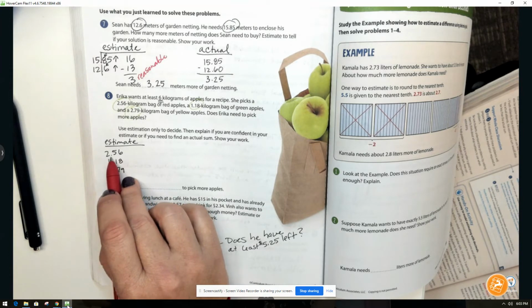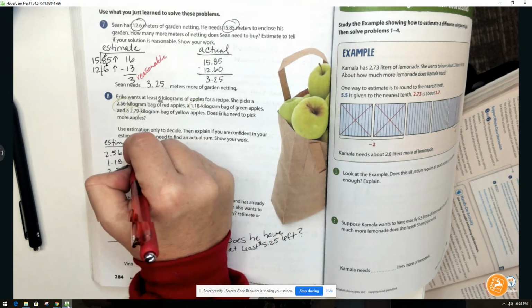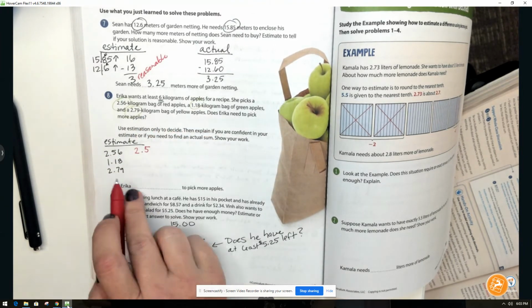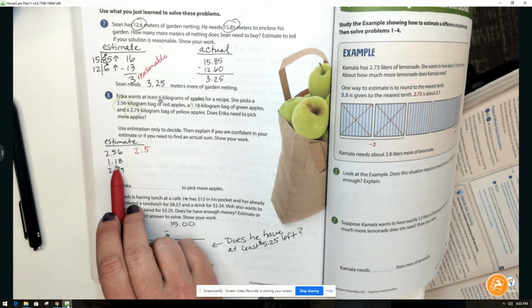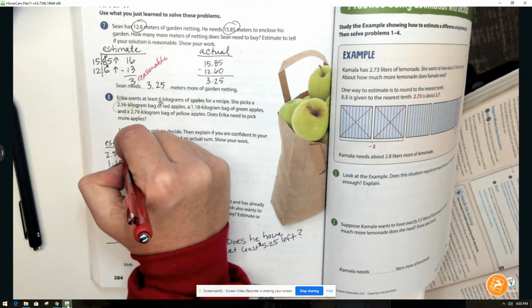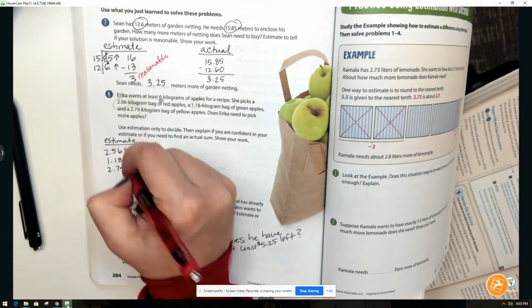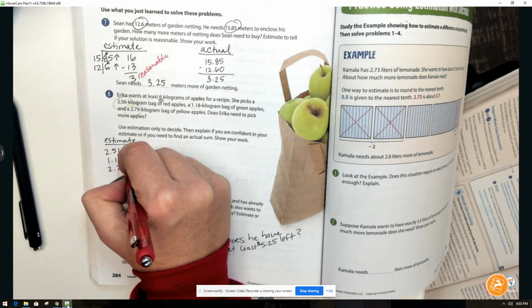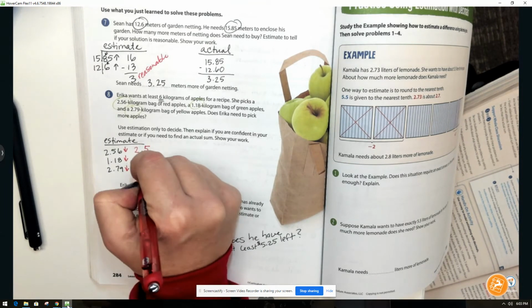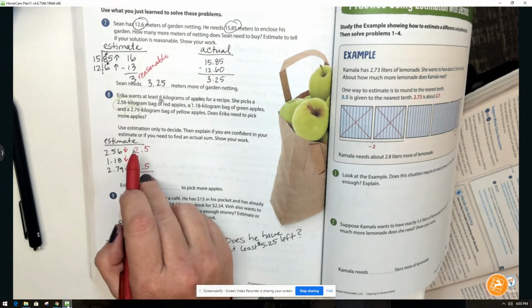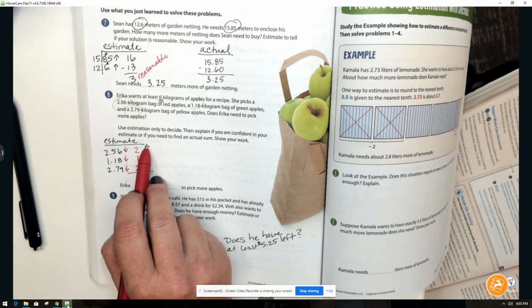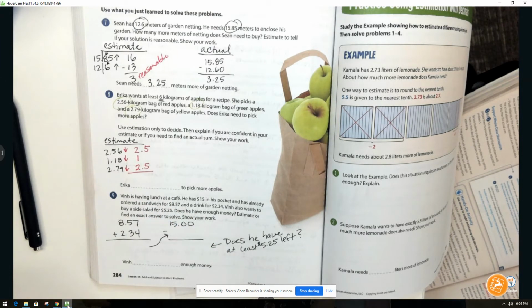2 and 56/100 is very close to 2 and 5/10. Okay. 1 and 18/100 is close to 1. Because I'm rounding this down to 2 and 5/10, this down to 1 whole, and then I'm going to round 2 and 79/100 also down to 2 and 5/10. So I've rounded all of these numbers down. So she actually picked more than I'm going to estimate that she picked because I rounded all of my numbers down.